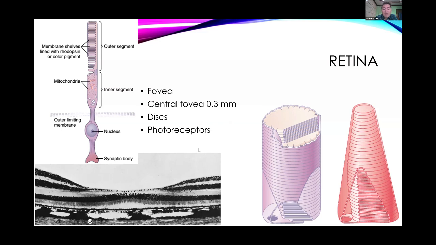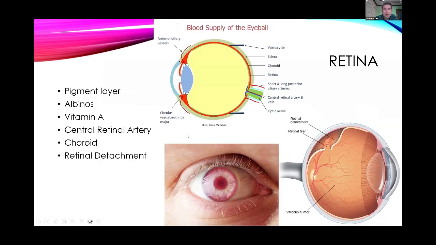So when I talk about the photoreceptors, I'm talking about the rods and the cones. I also told you that we'll be saying something important about the pigment layer. The pigment layer is because of what? The melanin, the black pigment. The melanin is very important. Why? Because it would prevent what? Stimulation of all rods and cones.